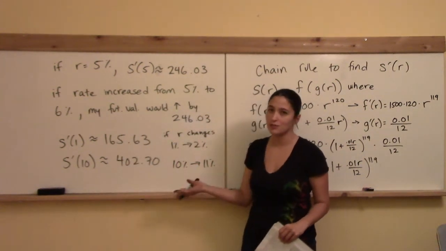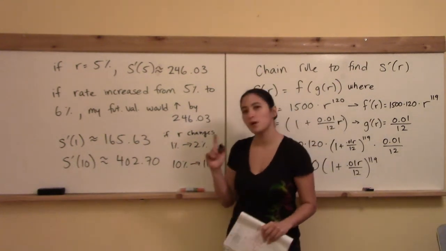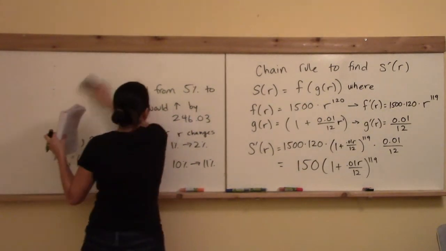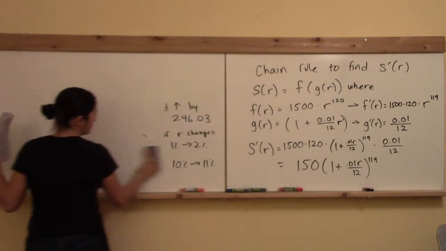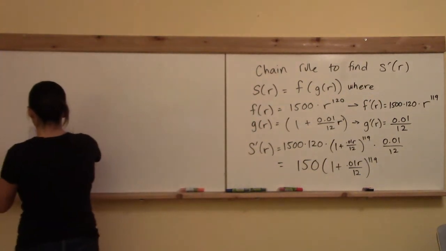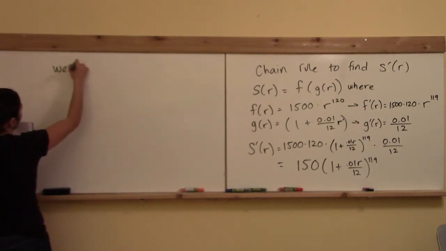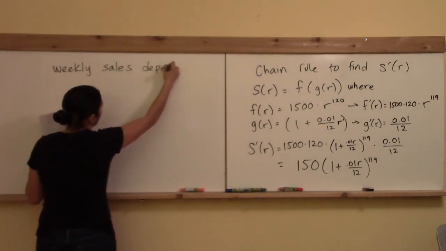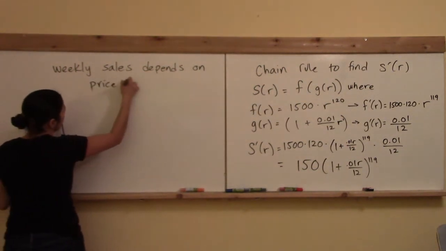I was able to see those things relatively quickly. So it's pretty useful, right? Let's do one more. How about if I gave you an equation that described your weekly sales depending on the price that you set your item for sale at, okay? So maybe you could kind of see this as a demand type of equation, but we'll call it weekly sales equation, and the weekly sales depends on the price of the item.